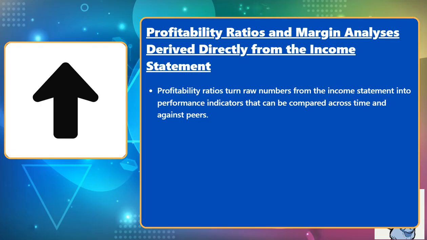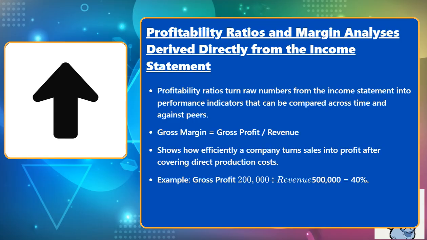Profitability ratios turn raw numbers from the income statement into performance indicators that can be compared across time and against peers. Gross margin equals gross profit divided by revenue. It shows how efficiently a company turns sales into profit after covering direct production costs. Example: gross profit of 200,000 divided by revenue of 500,000 equals 40%.